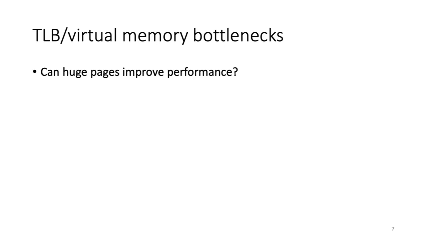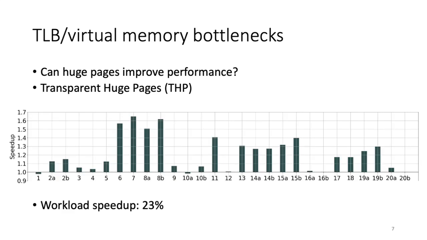So the question we wanted to ask is, could huge pages reduce these TLB overheads and improve performance? A quick way to try this out was to use the transparent huge pages capability in Linux. With this capability, the kernel will automatically try to allocate 2 megabyte pages instead of the default 4 KB pages whenever possible, so the decision is up to the kernel. With this, we saw some significant improvements for some queries, and for some queries, it was more than 50%. For the full workload, that is just considering the sum of the query times, the workload speedup was 23%.